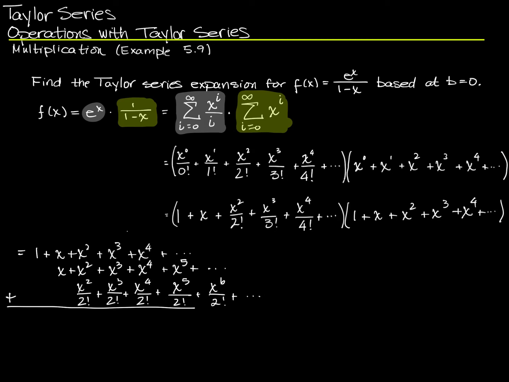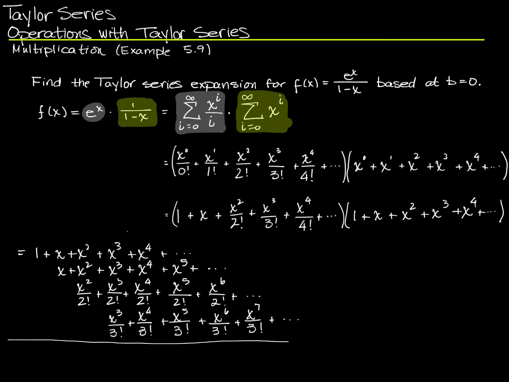I think I want to do one more set. The next one is x cubed over 3 factorial times 1 times x 2, x squared, and so on. So we end up with this for our next series.